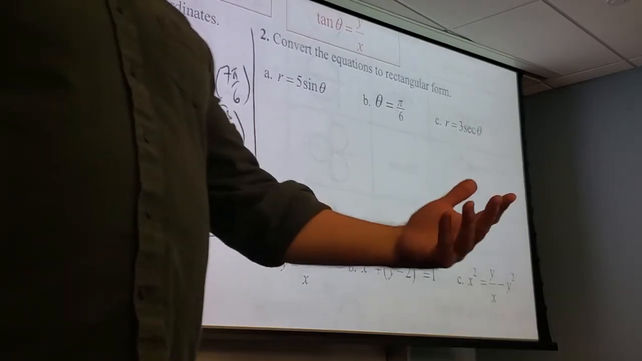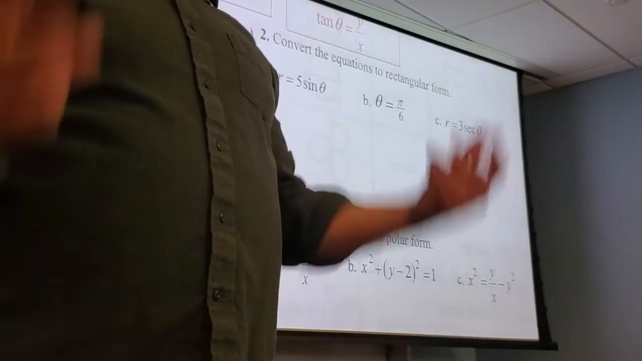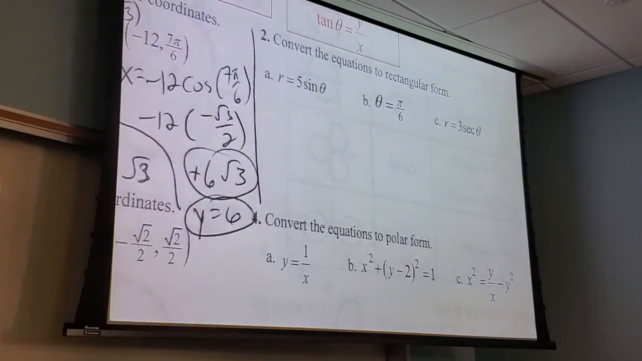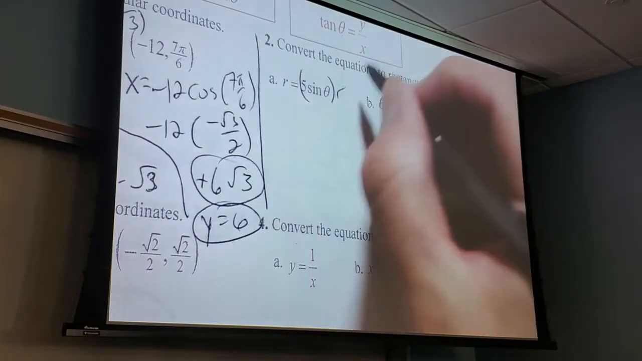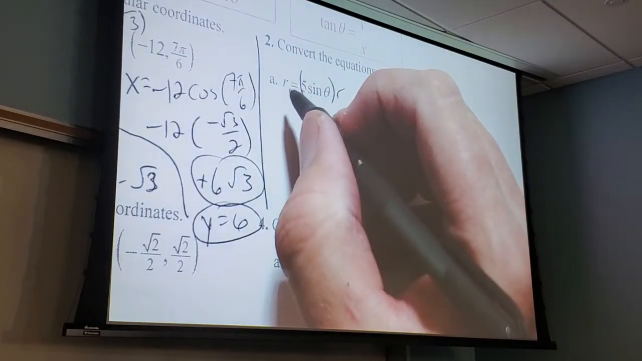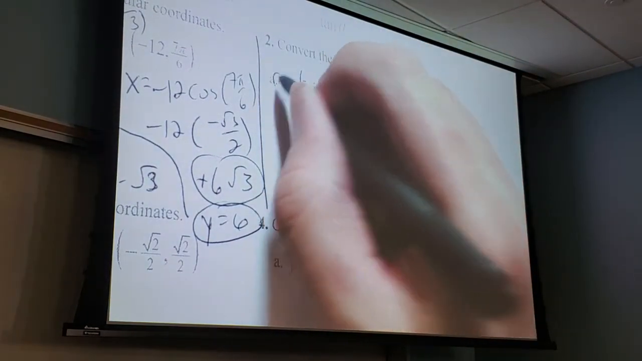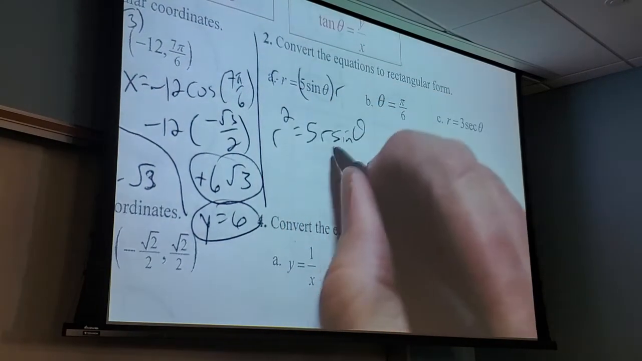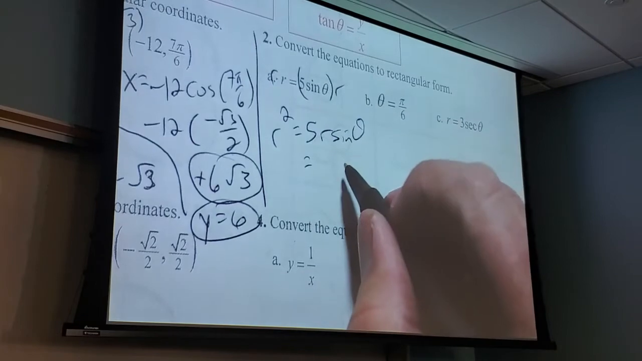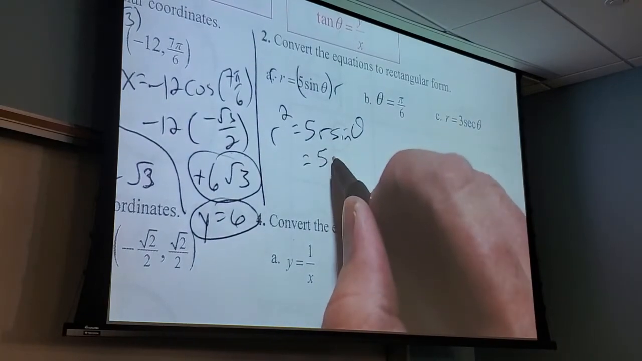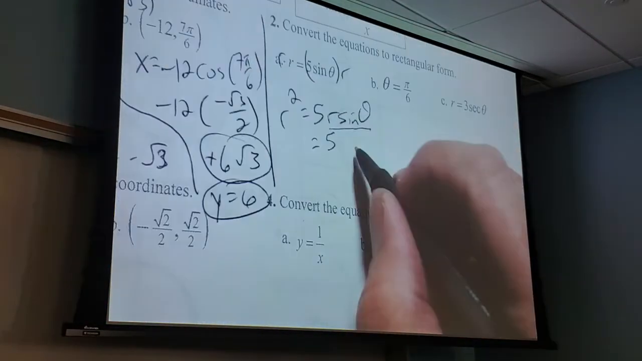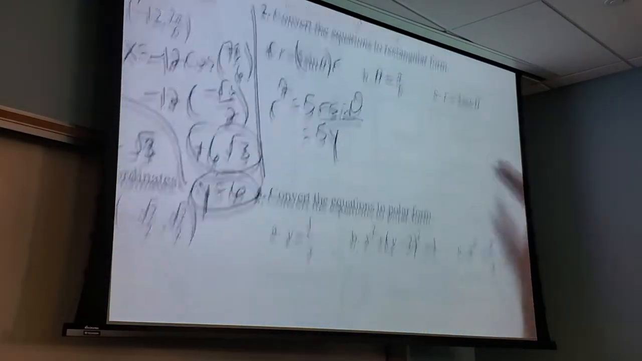I want to give that side an r, don't I? I've got to do something to both. I can't just change one side. If I multiply this side by r, I better also multiply the other side by r. So I get r squared equals 5r sine theta. What's r sine theta? What did we say r sine theta is? Y. And what's r squared?